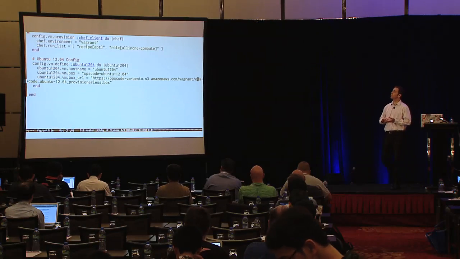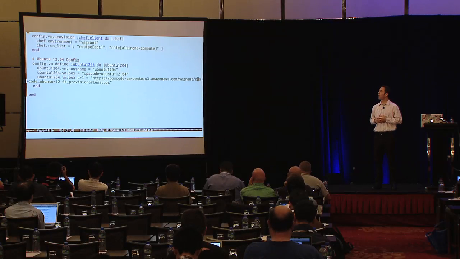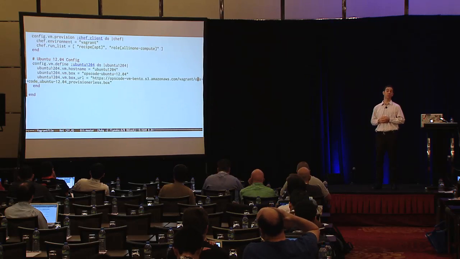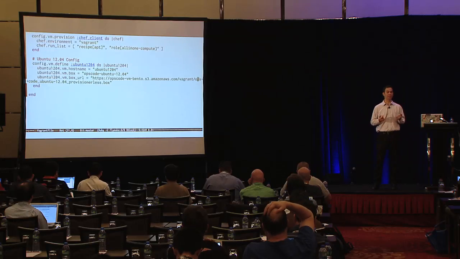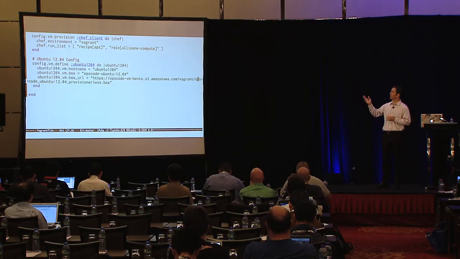Then we're going to use the Chef Client provisioner. This is actually going to run the Chef client. The environment that we're using is Vagrant. And the run list that we're using is the apt recipe and then the all-in-one compute role. The apt recipe does an apt-get update. That way we have the latest repos. And then the all-in-one compute, we're going to actually dive into that.